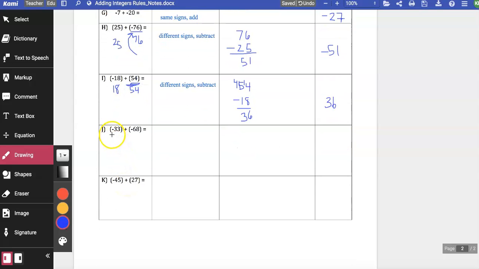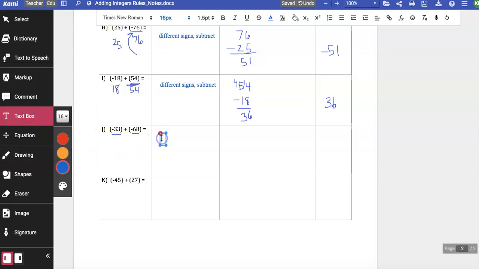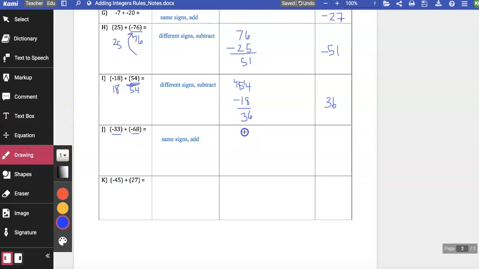Letter J, signs are the same. These are both negatives. So same signs we add. So I add 68 and 33. And I like to stay in the same habit where I put the larger number on top. And when I say larger number, I mean larger number in terms of absolute value. The absolute value of negative 68 is 68. The absolute value of negative 33 is 33.